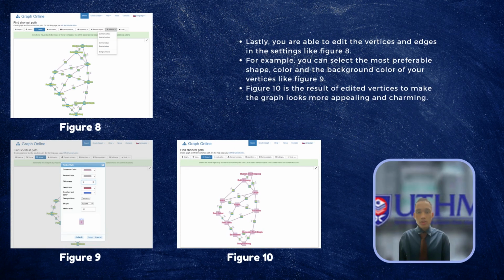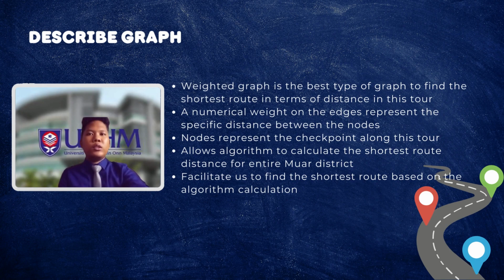Last but not least, you are able to edit the vertices and edges in the settings like figure 8. For example, you can select the most preferable shape, color and the background color of your vertices like figure 9. Figure 10 is the result of edited vertices to make the graph look more appealing and charming. Next, we move into the graph description.